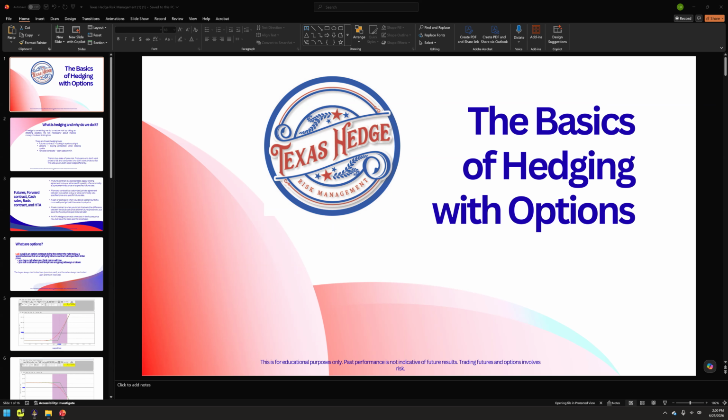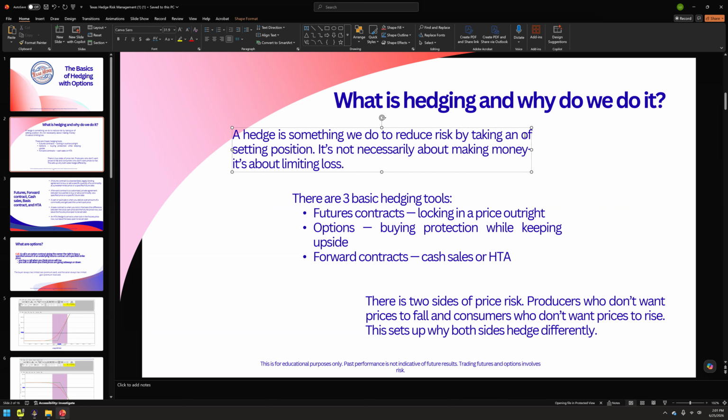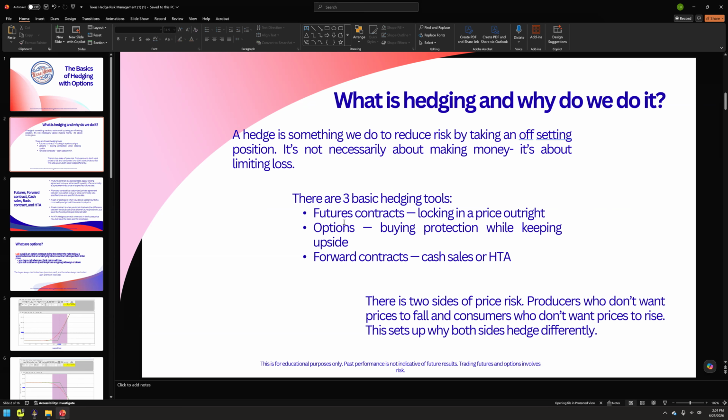So we are recording. What is hedging and why do we do it? A hedge, by true definition, is something we do to reduce risk by taking an offsetting position. It's not necessarily about making money, but more about limiting loss. As farmers, there are three basic hedging tools: futures contracts, options contracts, and forward or cash contracts.